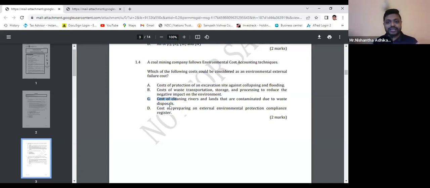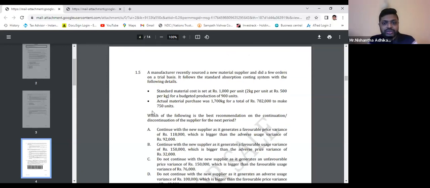I'm explaining these concepts. We need to do some illustration, then you will understand how we are going to deal with these figures or these illustrations. Okay, 5th illustration. A manufacturer recently sourced a new material supplier and did a few orders on a trial basis. It follows the standard absorption costing system with the following details. Remember, they apply a standard absorption costing system.